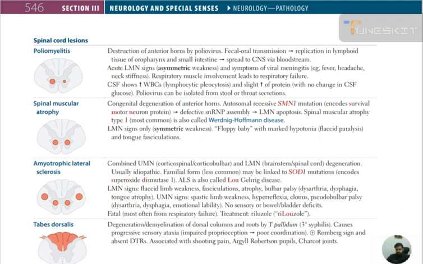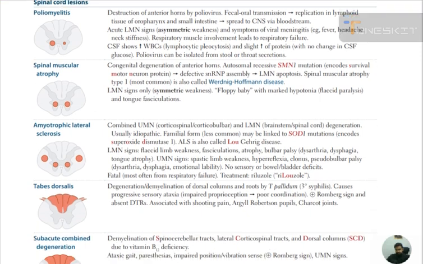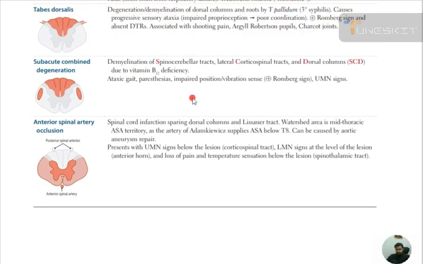So the next one is subacute combined degeneration. It is demyelination of the spinocerebellar tract, lateral corticospinal tract, and dorsal column. SCD is due to vitamin B12 deficiency. There is ataxic gait, paresthesia, impaired position and vibration sense, and positive Romberg sign.